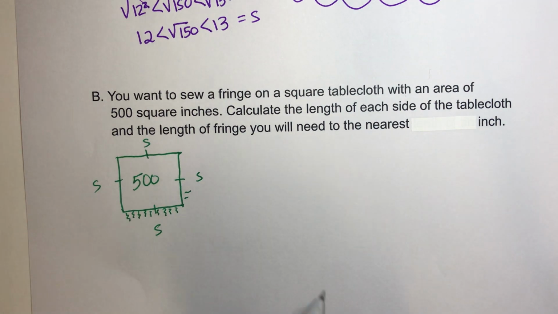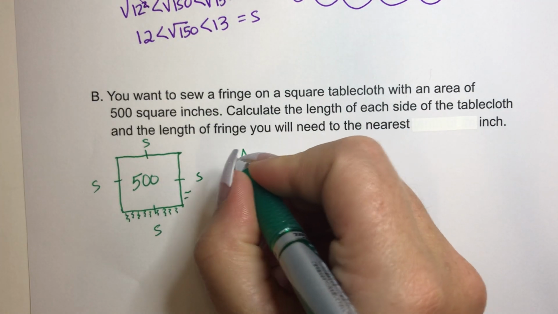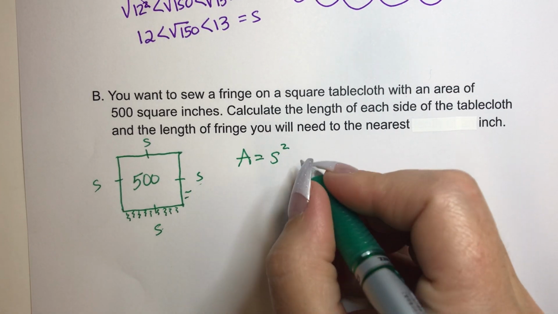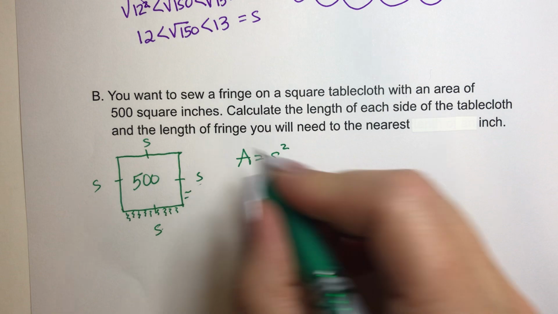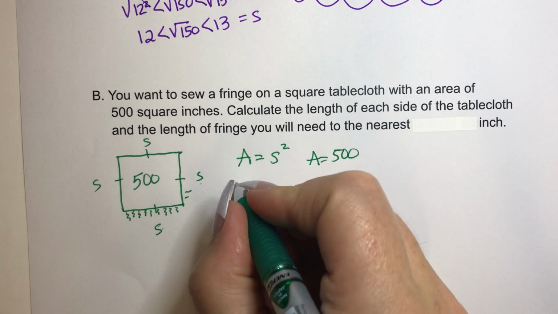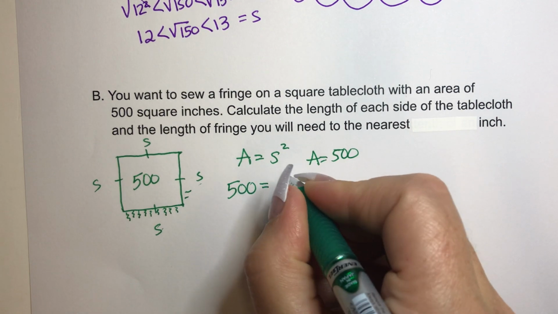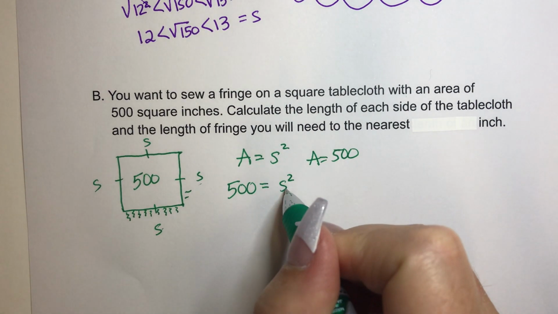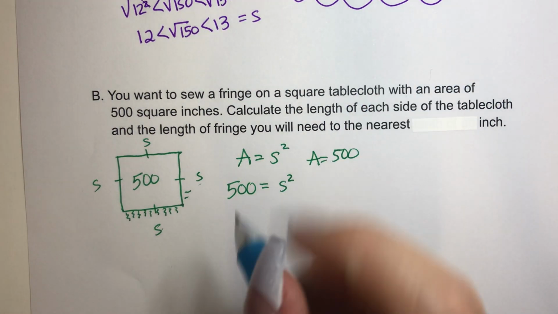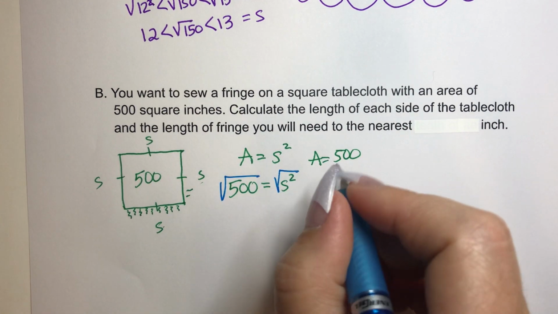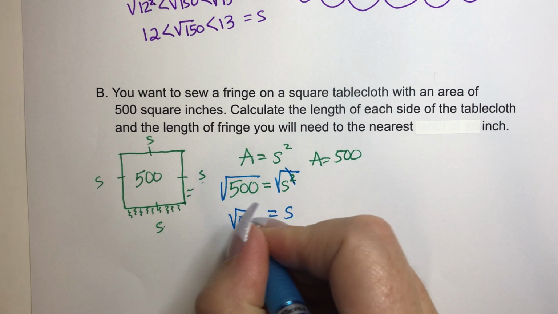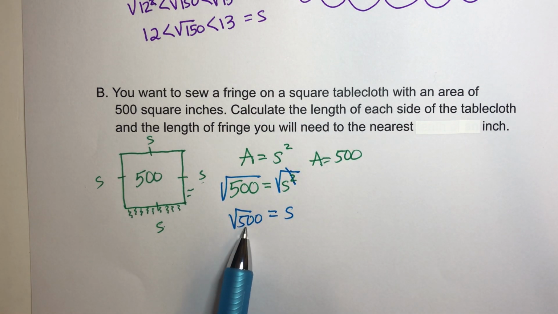Okay. So area is length times width, but in this we have the same number, so it's S squared. The length and the width are the same. We know that the area is equal to 500 square inches, so we substitute that in here. We have to get S by itself. So right now it's being squared, so we do the inverse operation of a square number, which is a square root. So we're going to square root both sides. Square root and squared cancel each other out. We're left with S.